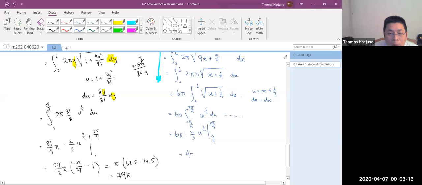That's 4 pi times 5. 125 over 8 minus 27 over 8. 98 over 8 here. That's 49. That's also 49 pi.